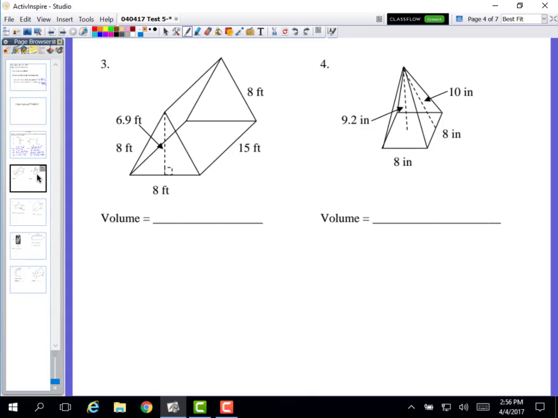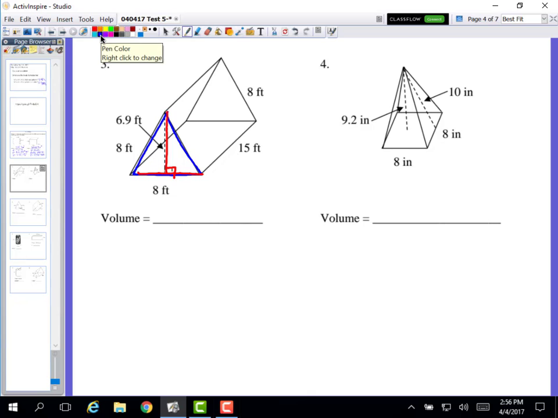Okay. Question number 3. Now, in question number 3, it's a triangular prism. We need to remember that the base is not always what it's sitting on. In this particular shape, the base is actually the triangles. We need to remember that the triangles are the parallel congruent pieces of this particular prism. And in a triangle, we need its base and its height. And the base and height are always touched by a right angle.